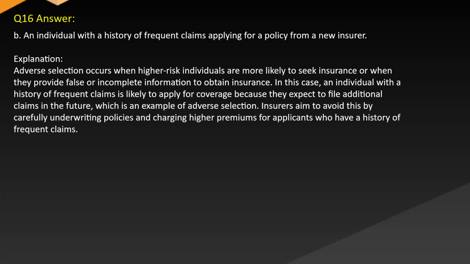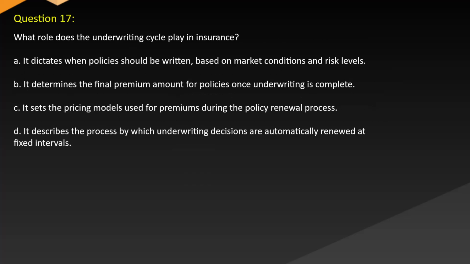Answer: B. An individual with a history of frequent claims applying for a policy from a new insurer. Explanation: Adverse selection occurs when higher-risk individuals are more likely to seek insurance or when they provide false or incomplete information to obtain insurance. In this case, an individual with a history of frequent claims is likely to apply for coverage because they expect to file additional claims in the future, which is an example of adverse selection. Insurers aim to avoid this by carefully underwriting policies and charging higher premiums for applicants who have a history of frequent claims.